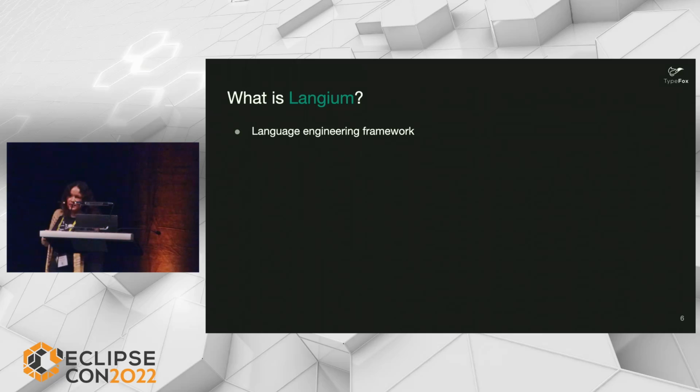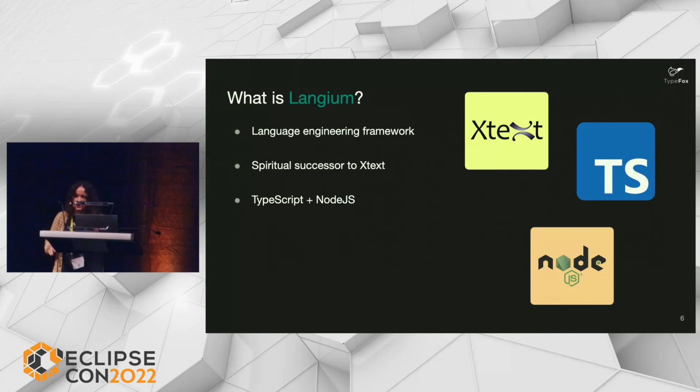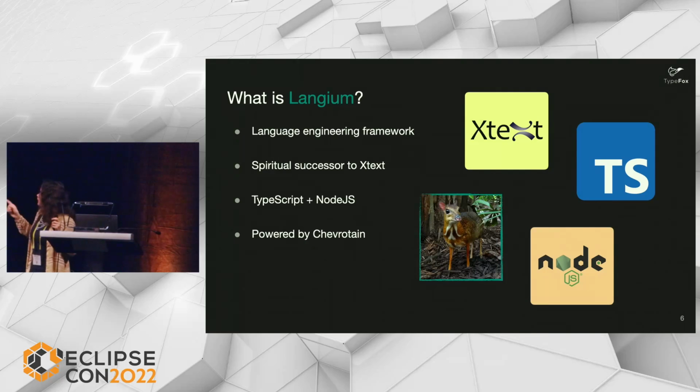So, that is something that would help you to build a language. It's a spiritual successor to Xtext. It's a TypeScript and Node.js technology stack. It's powered by Chevrotain, a very fast parser in the web technology world. And finally, it provides a high amount of out-of-the-box functionality.